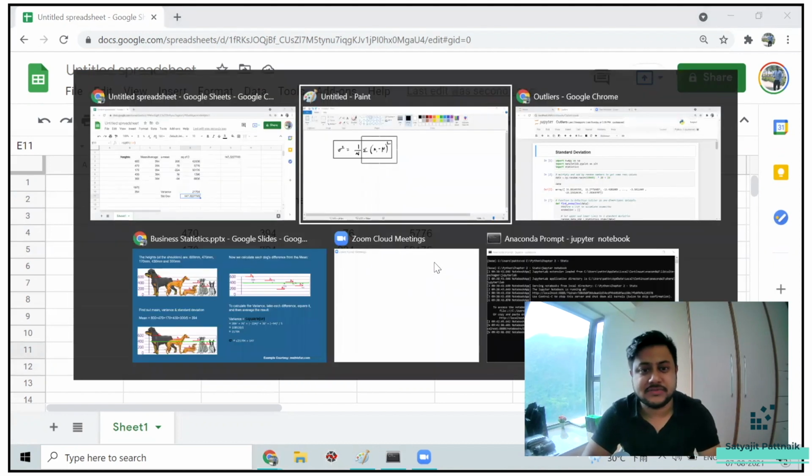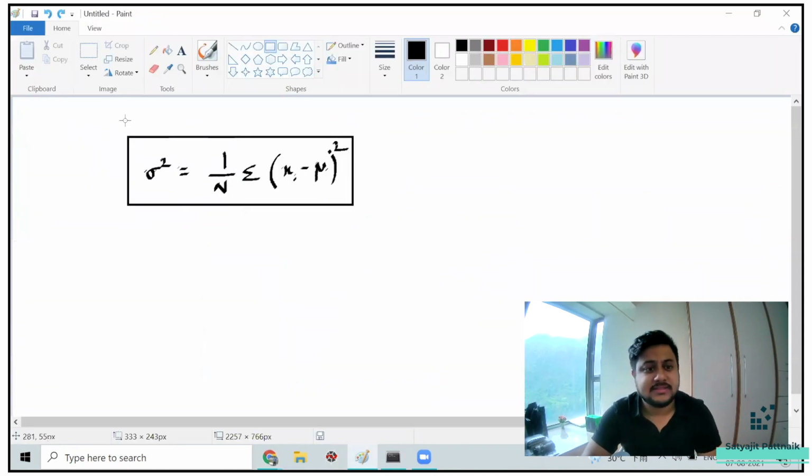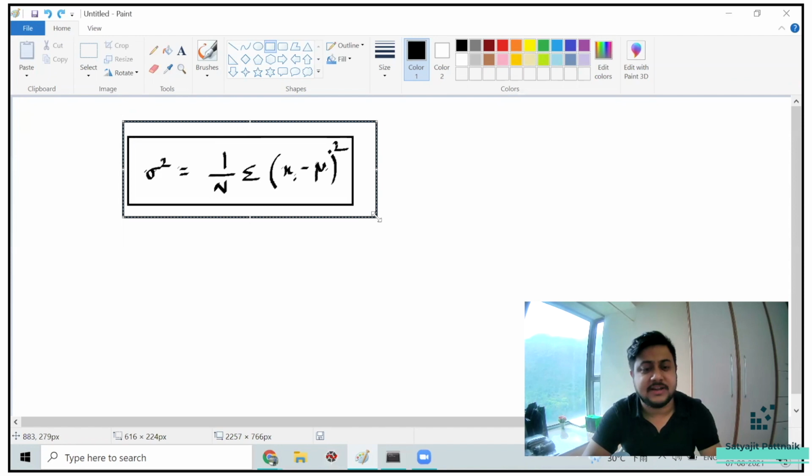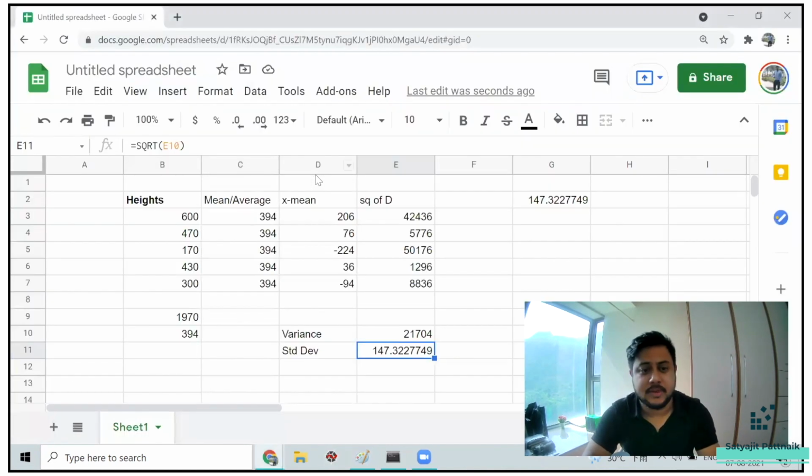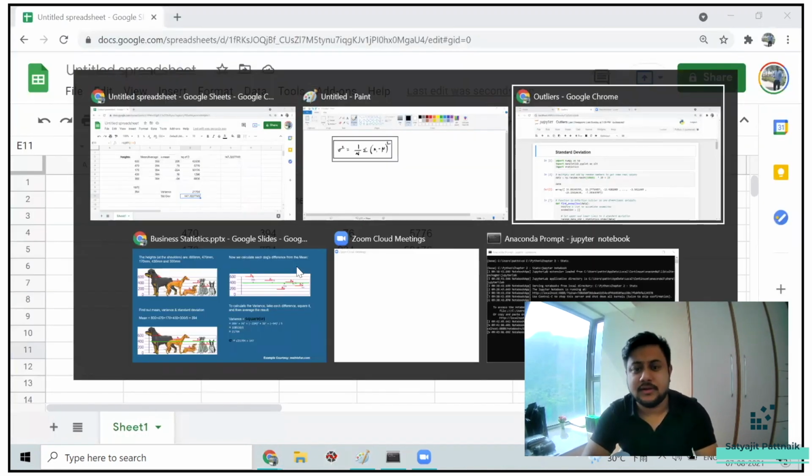So this is all about standard deviation. Now, the standard deviation's formula is this one. This is basically your variance, and the standard deviation is nothing but the square root of this. If I just add a square root, it becomes your standard deviation. So this is how you calculate the standard deviation.